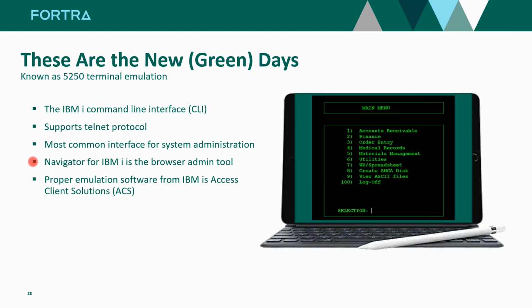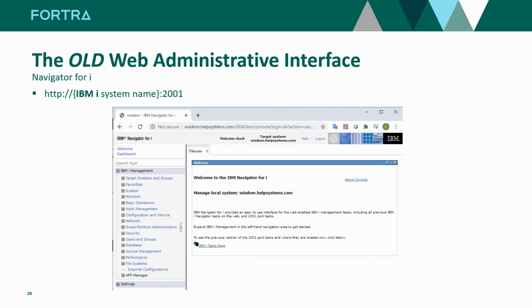We also have a Navigator for i, which we will see later. And the right way to use the green interface, using all the nice features that it has, is the Access Client Solution by IBM i, which is a Java software. So it will basically run anywhere. And it's a really, really great tool.